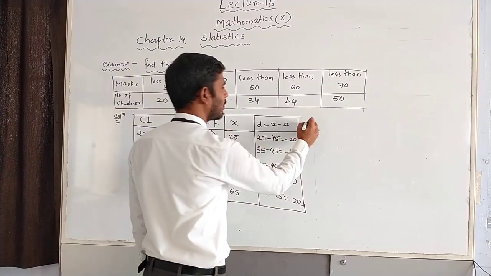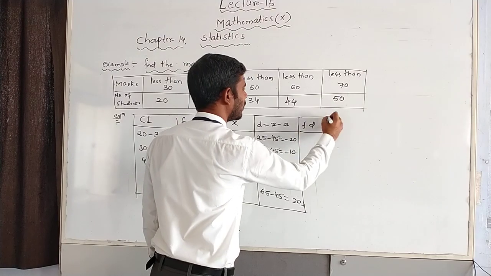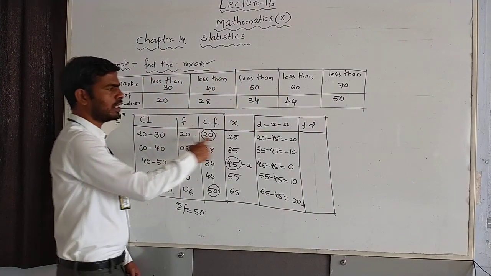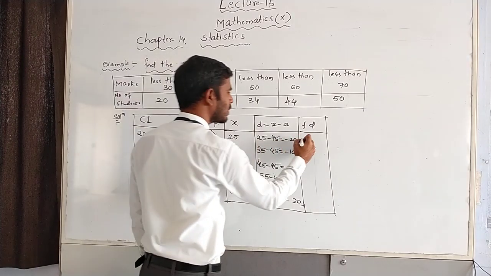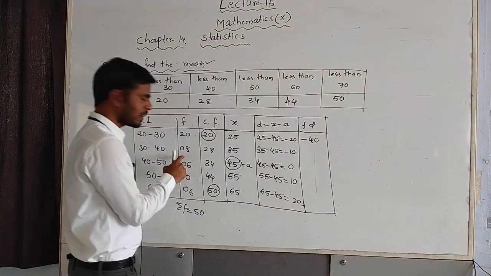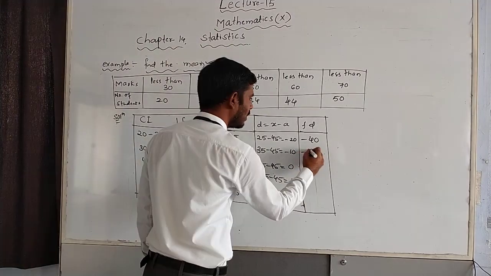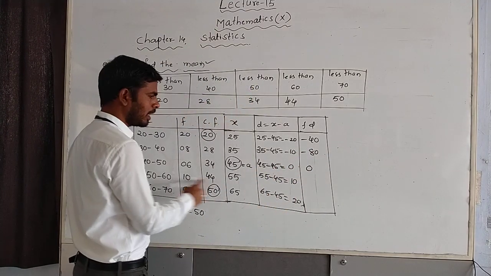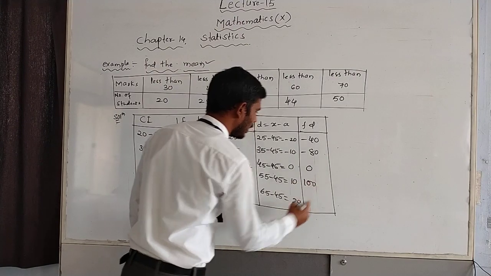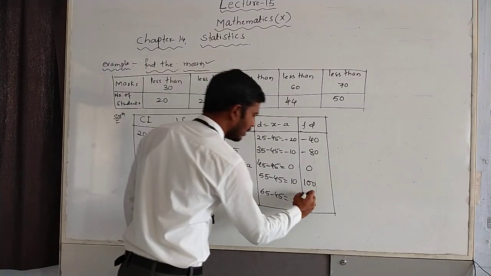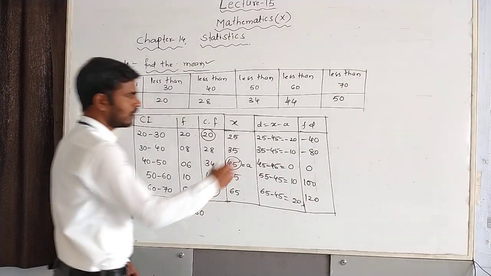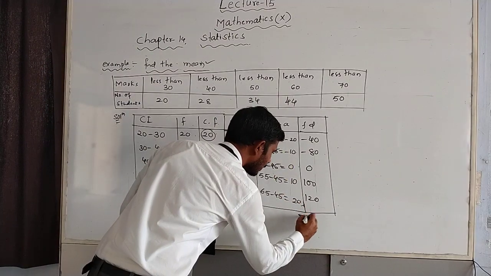Next column you require is F into D, frequency into D. Frequency is given as 20, the D value is minus 20. 20 into minus 20 is minus 400... correction: 20 into minus 20, minus 40 as stated. 8 into minus 10, minus 80. 6 into 0, 0. 10 into 10, we get 100. 6 into 20, 120. Sigma F is 50. Sigma FD is required.